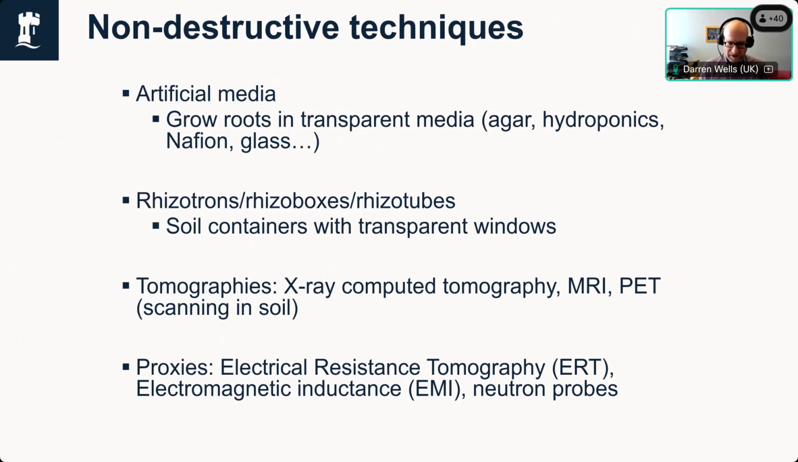And the 3 players in this field are X-ray computed tomography, magnetic resonance imaging, and positron emission tomography. And I'll talk about those a little bit later. And the final thing you can non-destructively do in fields is to use two techniques from geophysics, electrical resistance tomography or electromagnetic inductance. And these look at roots via proxies. They effectively can map water distribution in the soil, and then you can relate the water distribution to where the roots are. It's not as good, but it's non-destructive and works at the field level. In a similar way, you can use neutron probes to track water and then correlate your water to your root systems.